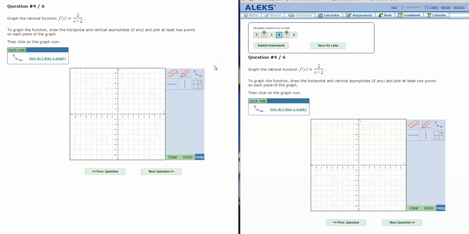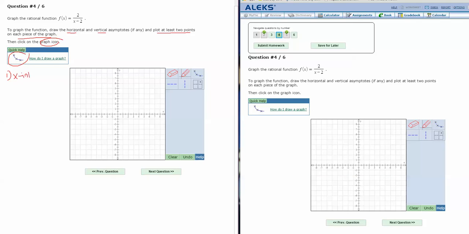Here is a question from ALEKS where our goal is to graph a rational function. So we have the function f of x equals 2 divided by x minus 2. ALEKS requires us to draw all horizontal and vertical asymptotes and plot at least 2 points on each piece of the graph. Once you have filled in all of that information, you click the graph icon, which is this icon here at the very end. So let's go ahead and find the information for this graph.